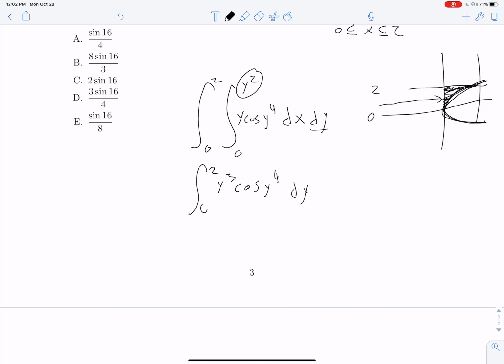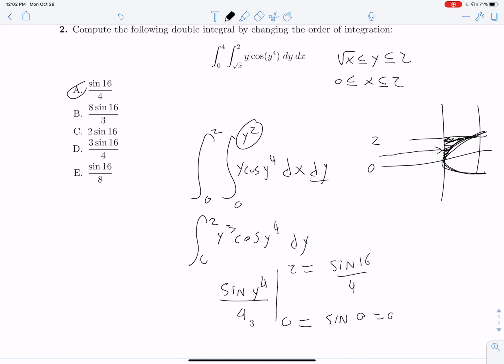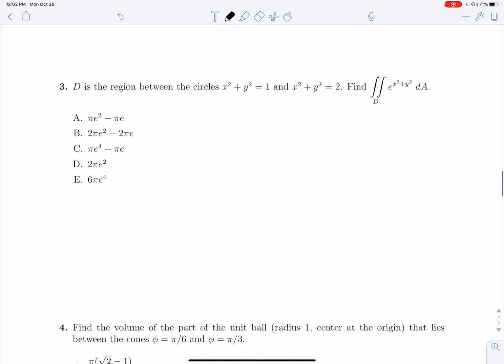We can just, what's it called, u-sub it. So we'll do some u sub and take the integral, and we will get sine y to the 4th over 4, evaluated from 0 to 2, which is sine 16 over 4, and we know that sine 0 is 0. So sine 16 over 4 is our answer.